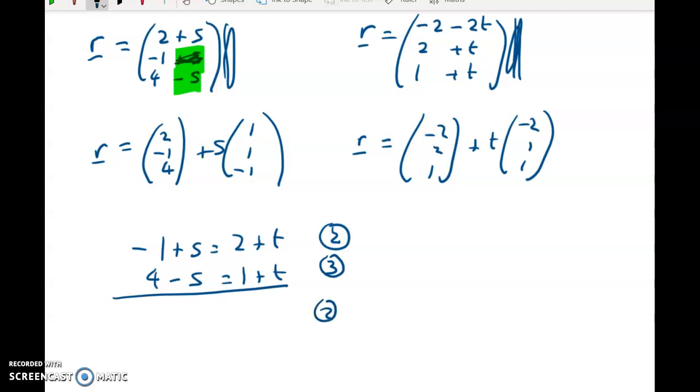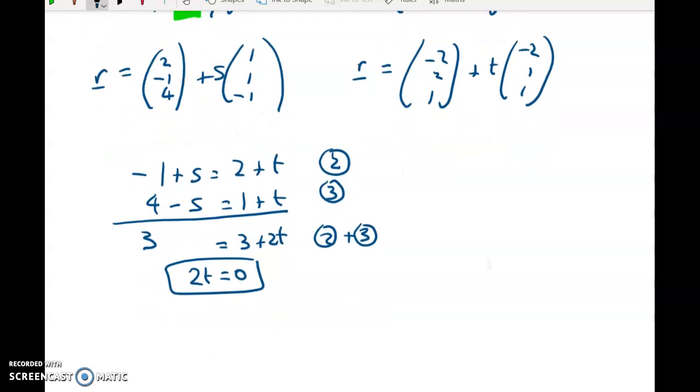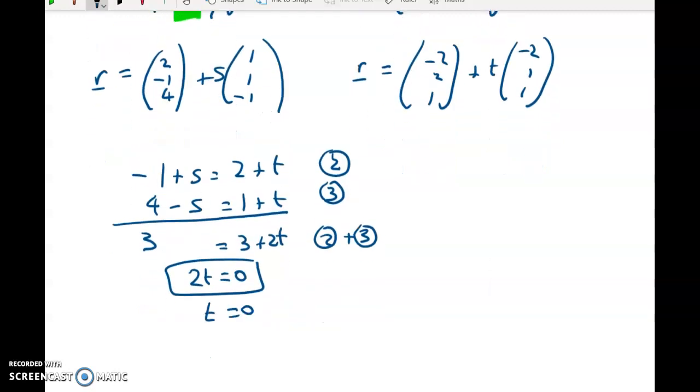Adding those together, 2 plus 3 gives me 3 = 3 + 2t, which gives me straight away 2t = 0. So t is equal to 0 from these two equations. What does that give me now? Well, that gives me 4 - s = 1, so s must be 3.